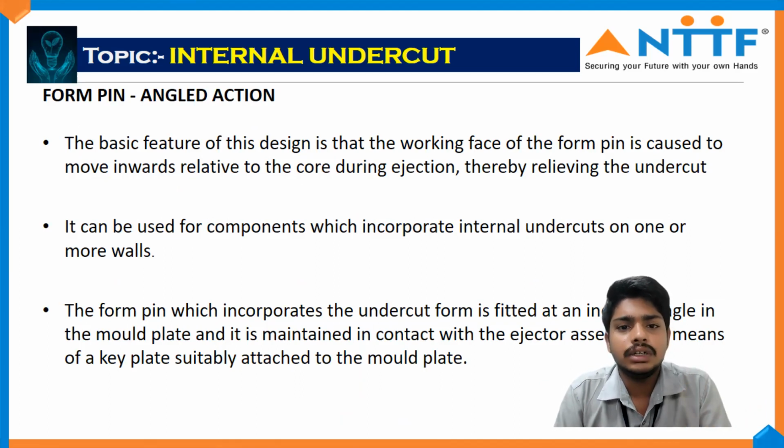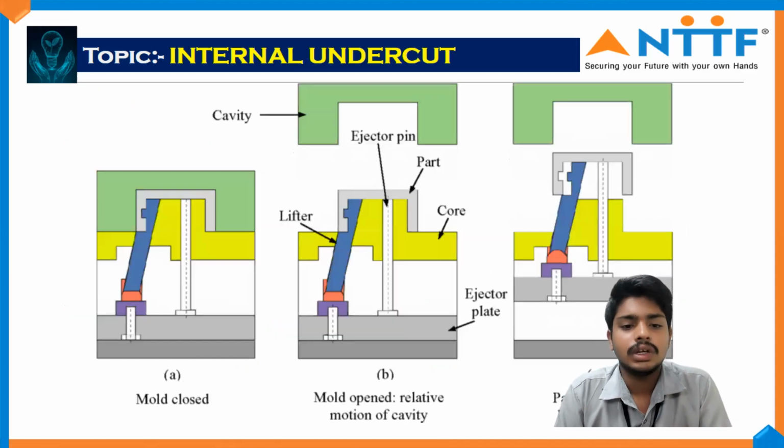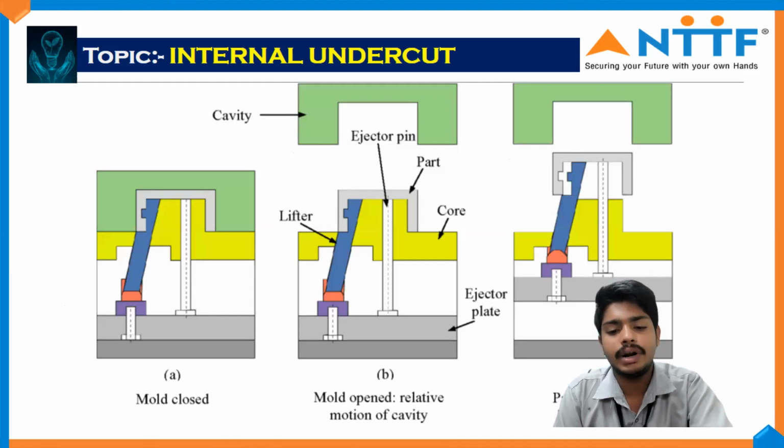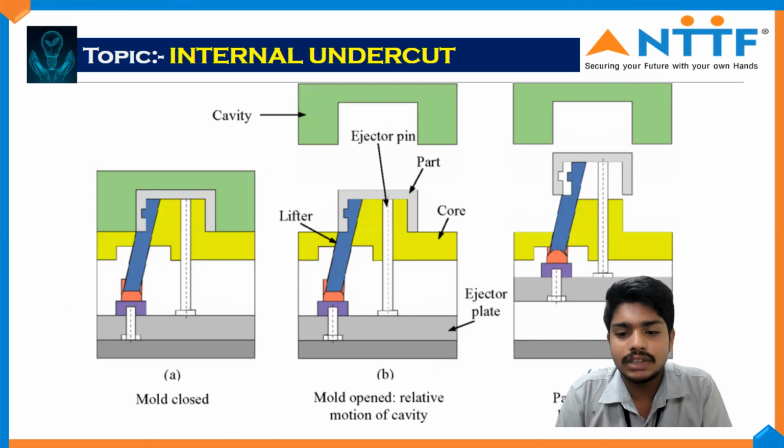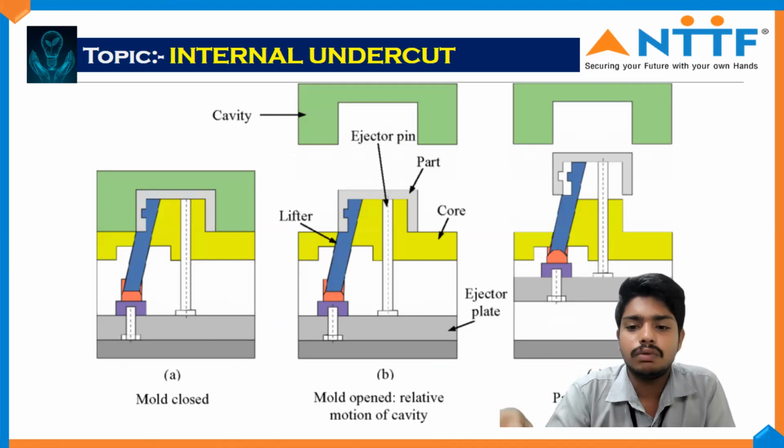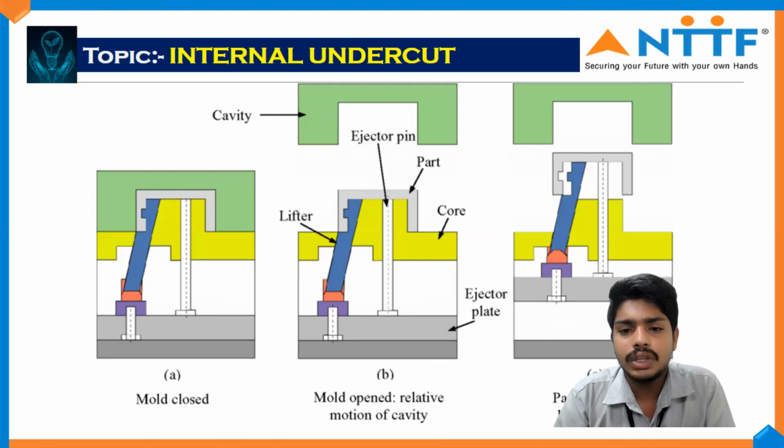Now I will show you an image. We can see here in image A the mold is in closed condition, and in B the mold is in open condition. In image C, the form pin with angled action is moved forward during the ejection phase and the ejector pin is pushed forward. We can see here the component is ejected and the form pin is at an inclined angle to remove the internal undercut components.